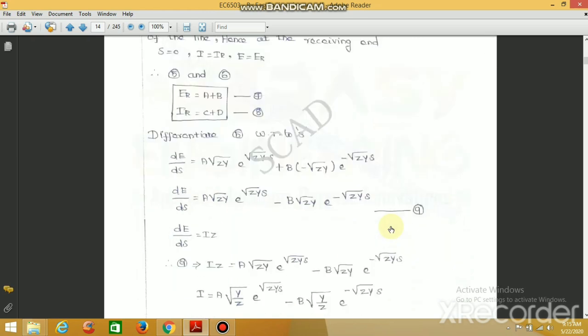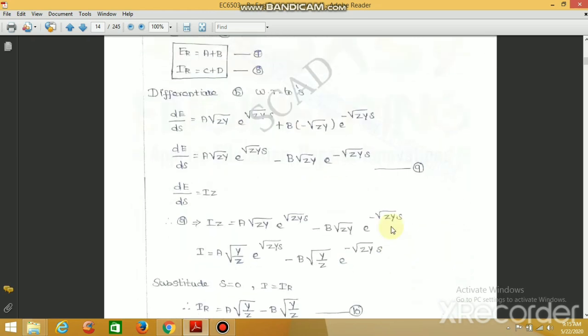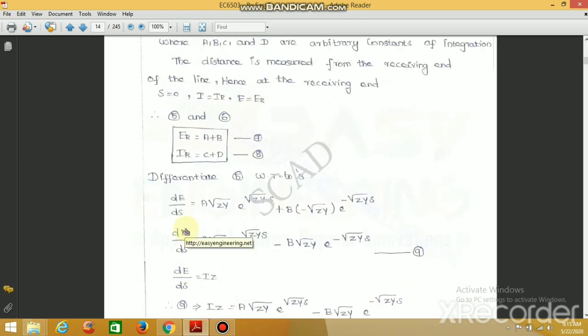Similarly, the next equation also you'll be getting the same thing. dE by ds is equal to a root zy e power root zys, and when you bring the minus here, you'll be getting minus b into root of zy e power minus root zys. Okay, so this is the equation number 9.